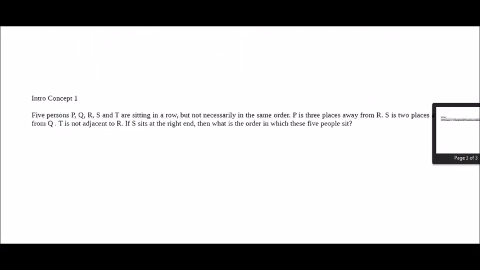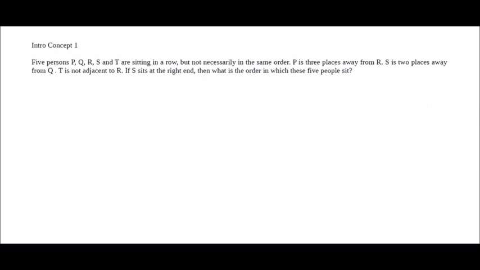Okay, now let's go to a problem, just to give you an idea of how to go about solving them. Five people P, Q, R, S and T are sitting in a row, not necessarily in the same order. P is 3 places away from R, S is 2 places away from Q, T is not adjacent to R, S sits at the right end. Then what is the order in which these 5 people sit? Now as it says, these are 5 people sitting in a row. So you have 1, 2, 3, 4 and 5.